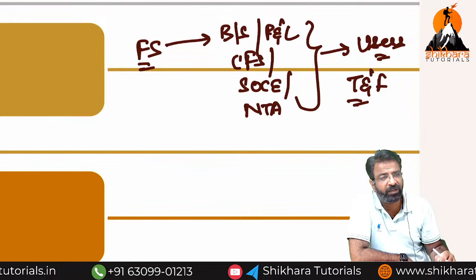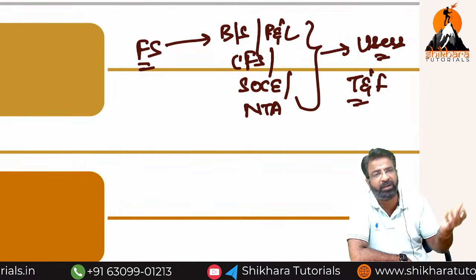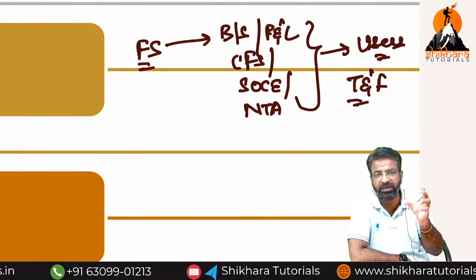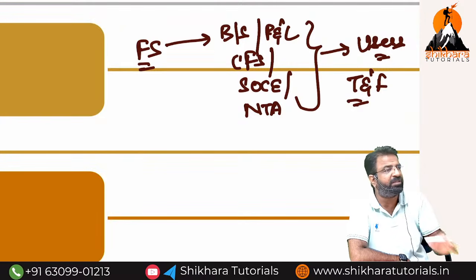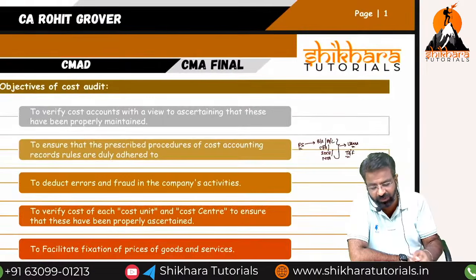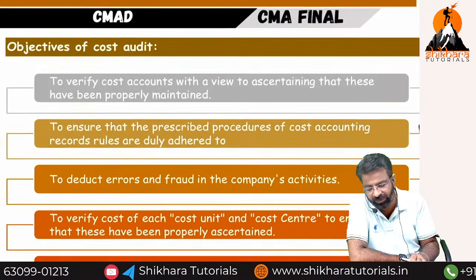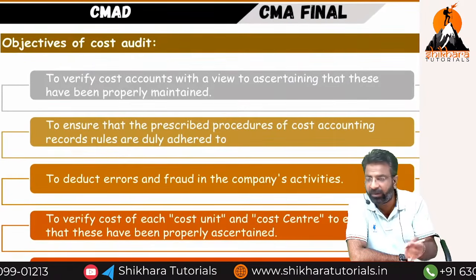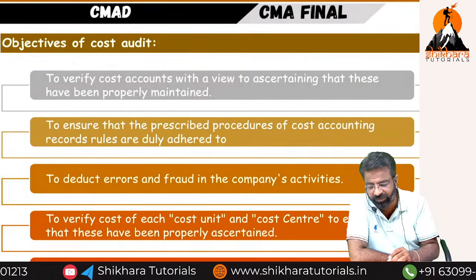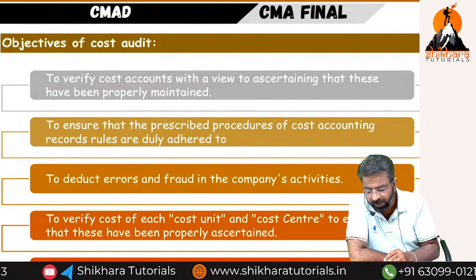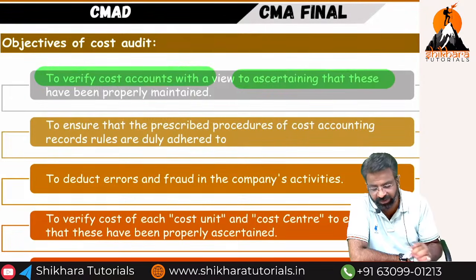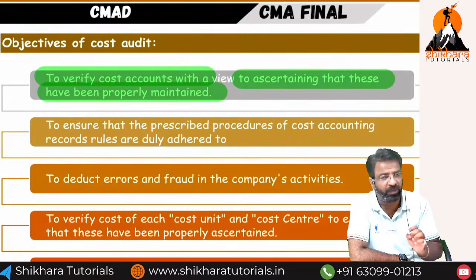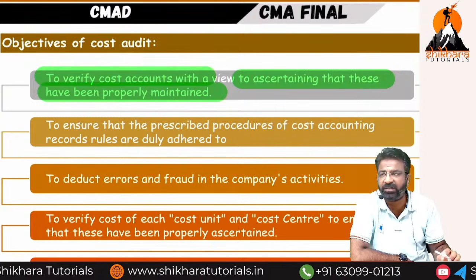In cost audit, anyways, we are not making it public. As I told you, cost audit is very confidential information. We have different kinds of objectives in cost audit. Now start reading objective number 1, try to interpret it and then make me understand. What is objective number 1? Read. To verify the cost accounts with a view to ascertaining if these have been properly maintained. So the first objective is very simple.